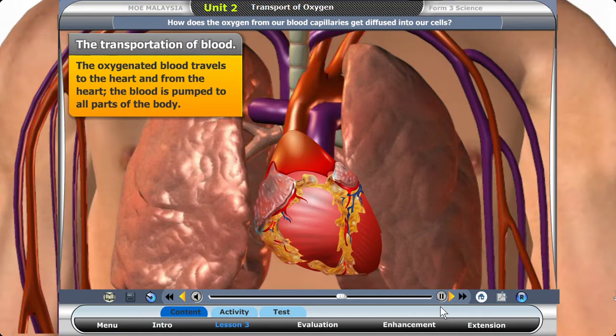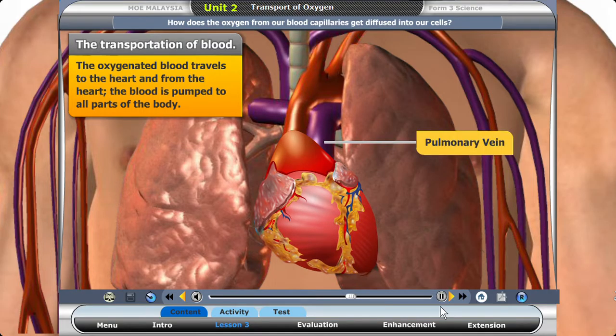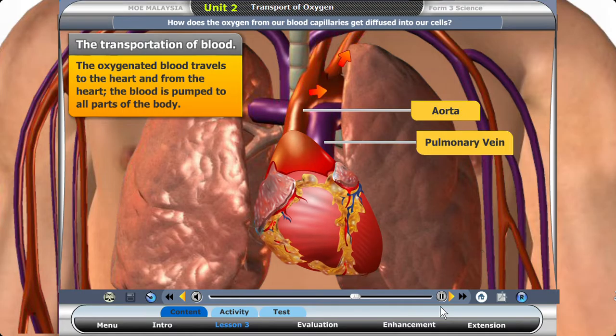How is the oxygenated blood transported to all over the body? The oxygenated blood is taken to the heart through the pulmonary veins. The heart pumps the blood out through the aorta into the arteries that supply all parts of body with oxygenated blood. The arteries branch out into capillaries which carry the blood to the target cells or the cells that need the oxygen.